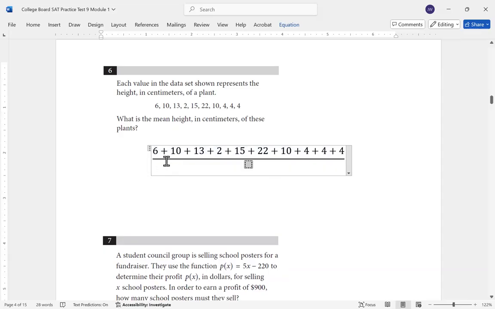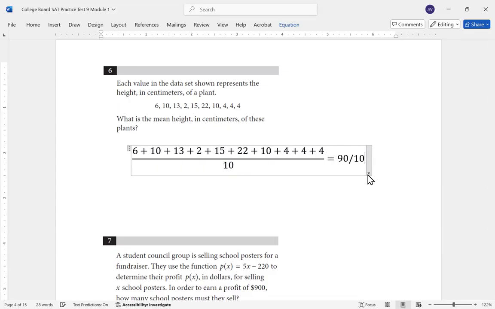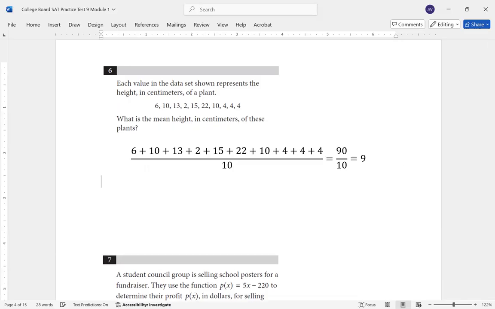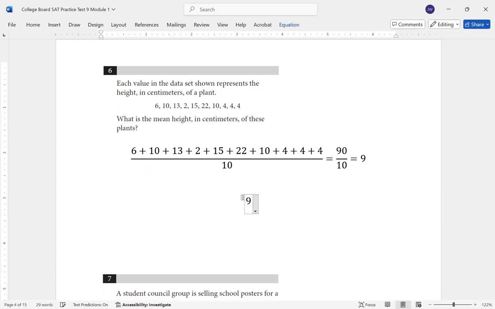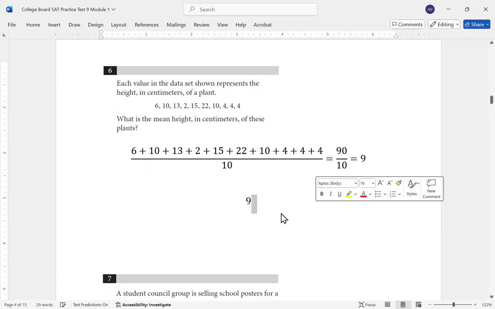So 1, 2, 3, 4, 5, 6, 7, 8, 9, 10. So we're dividing by 10. And if you do that, we have to add up the top first. When you add the tops, you get 90. 90 divided by 10 is equal to 9. So the answer there is that the average is 9. 9 is the correct answer to question 6.